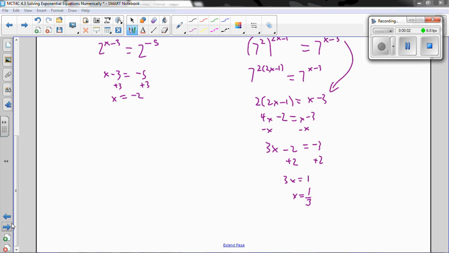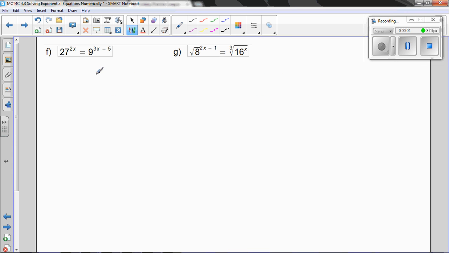I'm back with part two. F, we've got two powers, not the same base. We have to write them with the same base. This one's a little bit more difficult because 27 is not a power of 9.